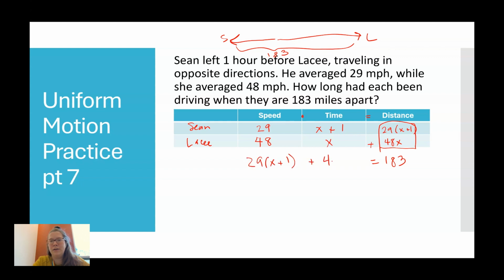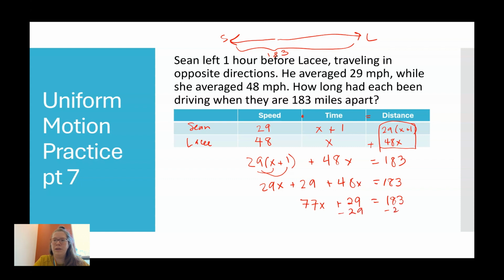So let's start solving, huh? Distributing out my 29. Let's combine like terms and get my x's together here. Move my 29 to the other side now. We get x equals 2.